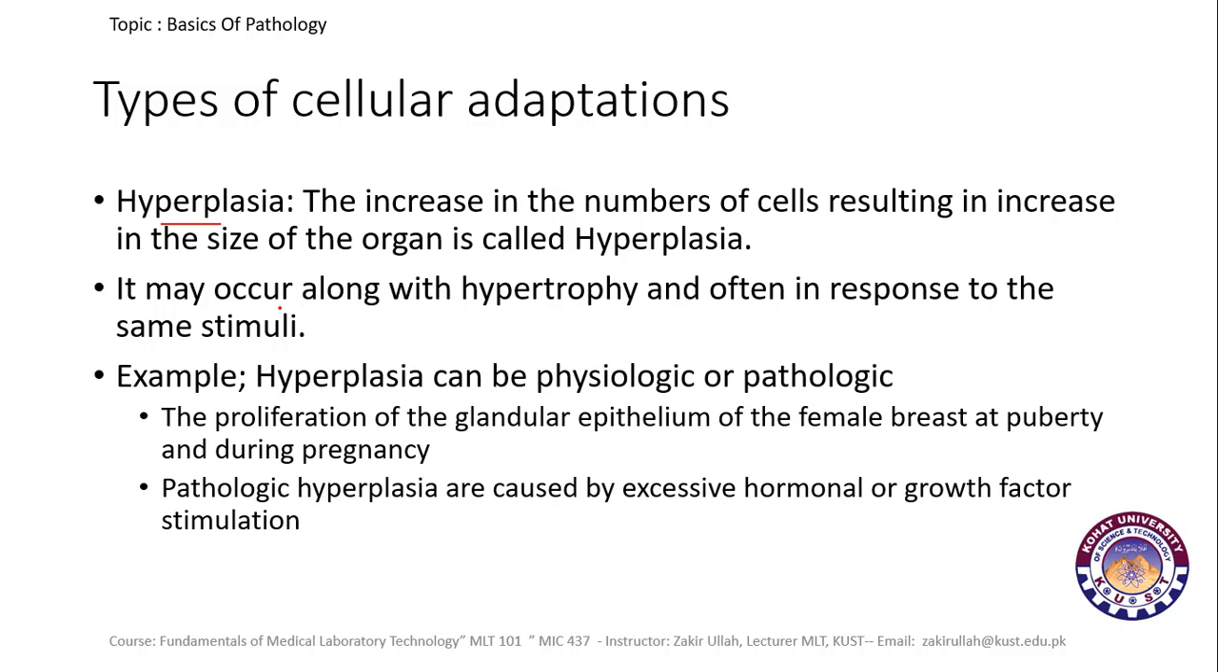Hyperplasia may be physiologic or pathologic. An example of physiologic hyperplasia is the proliferation of the glandular epithelium of the female breast at puberty and during pregnancy. This type of hyperplasia is the result of the physiologic release of hormones. Pathologic hyperplasia is caused by excessive hormonal or growth factor stimulation. If excessive hormone or growth factor is released, it results in an increase in the number of cells of the tissue. So, this is hyperplasia.